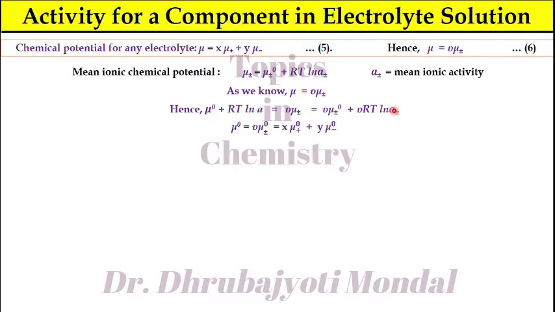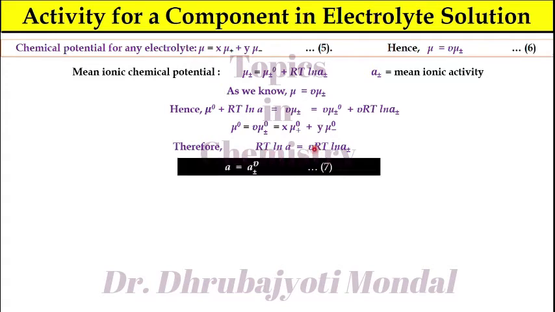Now from that equation you can say that mu 0 is equal to nu into mu plus-minus 0, that is equal to x into mu plus 0 plus y into mu minus 0. So from that equation you can write RT ln a is equal to nu RT ln a plus-minus. So from that equation you can write a is equal to a plus-minus to the power nu. This is equation number 7.